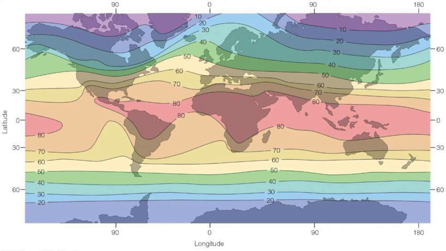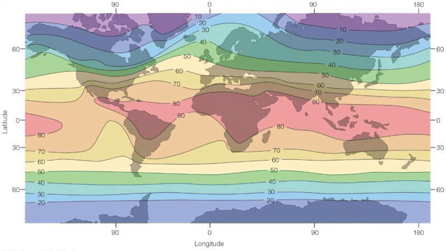So the spacing of isotherms, or lines or gradients of temperature, is not uniform with longitude. This is due to ocean currents and land-sea contrast. So you can see longitude here, and you can see it's not uniform at all. You can see 90 degrees longitude, definitely not uniform. Latitude, it is pretty uniform though.